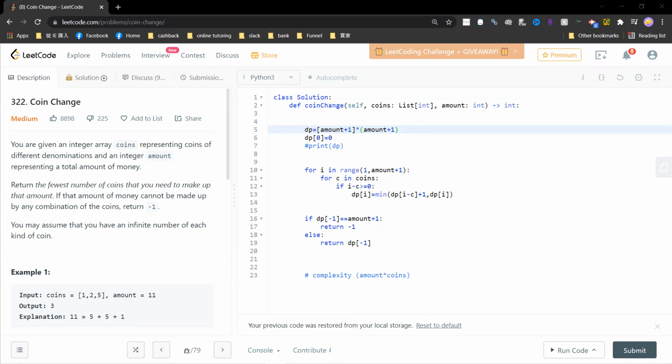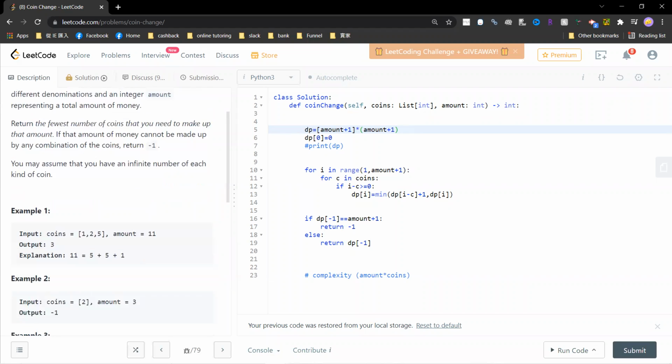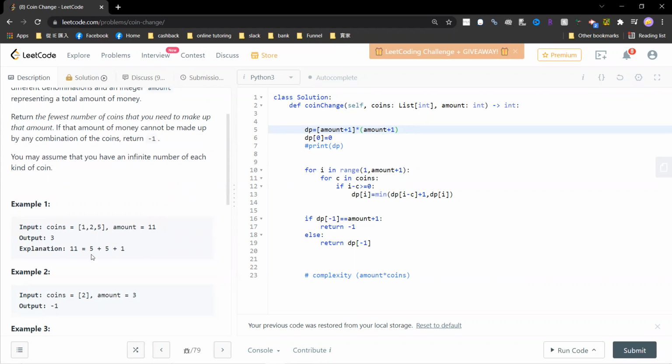Yeah, this problem is a simple dynamic programming problem. You're given an array, coins, representing coins in different denominations, and an integer amount representing the total amount of money, and you return the number of coins that you need to make up the amount. If not possible, you return -1. So for example, coins 1, 2, 5 with amount 11, the answer is 3 because 5 plus 5 plus 1 is 11.